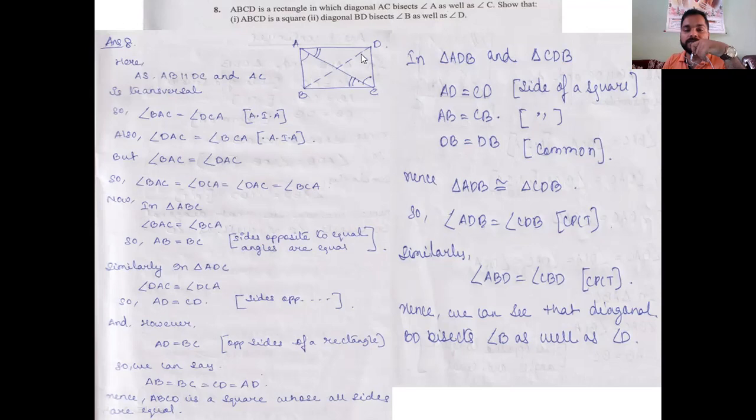Second part, diagonal BD bisects angle B as well as angle D. Let us draw BD, join BD. After joining BD, the similar procedure here also. In triangle ADB and triangle CDB, see, in the question it was told BD bisects angle B as well as angle D. If BD bisects angle B, then you have to show ABD is equal to CBD. If these two angles are equal, it means BD bisects angle B. Similarly here also, if ADB is equal to CDB, if these two angles are equal, then we can say that BD bisects angle D also.